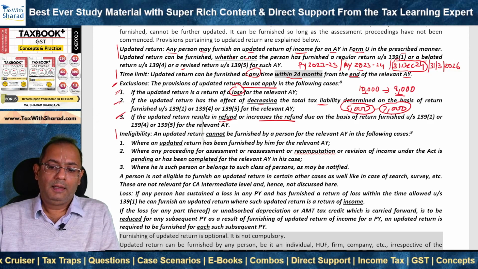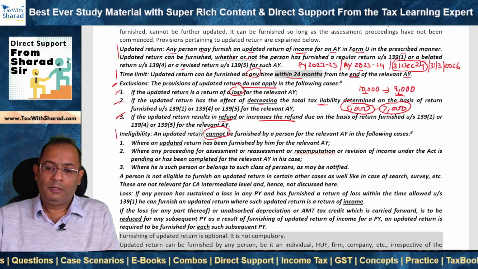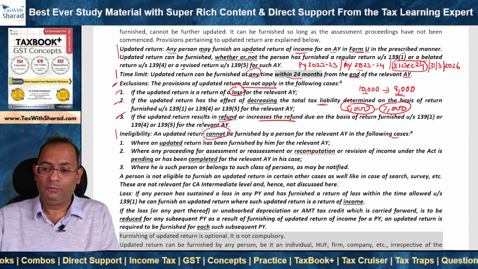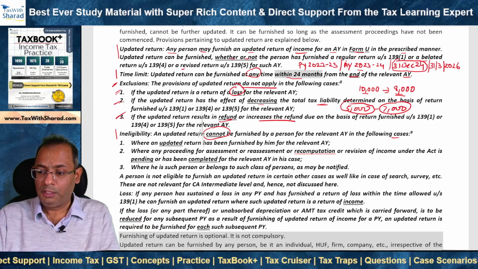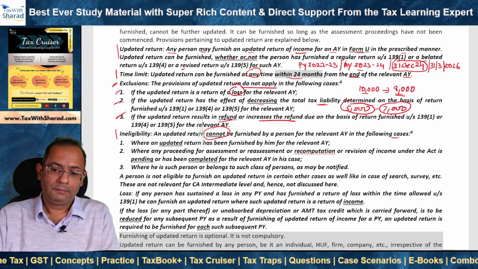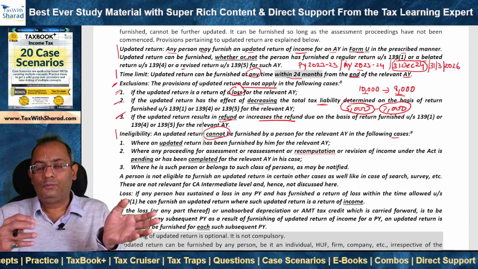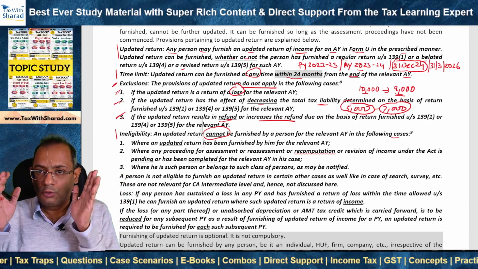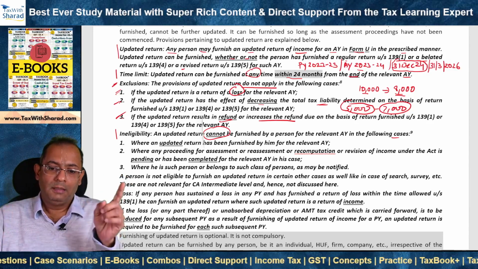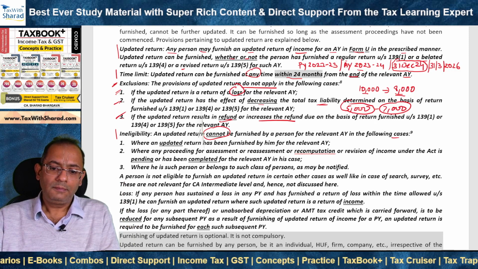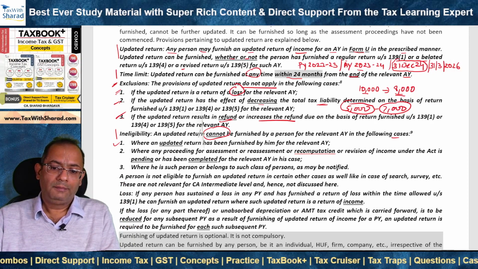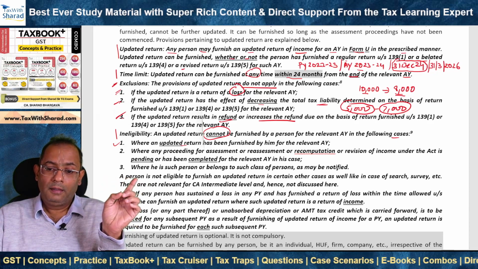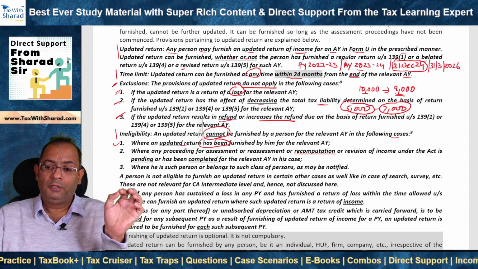What do the provisions say? An updated return cannot be furnished by a person for the relevant assessment year in the following cases. Again, 3 situations have been provided, and the objective is to achieve a closure, to ensure that the proceedings don't go on endlessly. So to achieve a closure to the proceedings, these 3 situations are provided for. Let's take a look. Point number 1, an updated return cannot be furnished where an updated return has been furnished by him for the relevant assessment year.